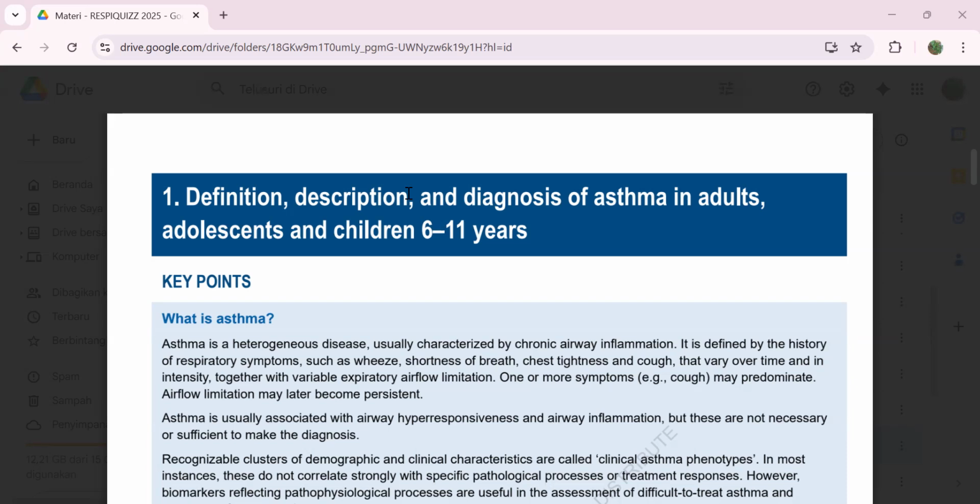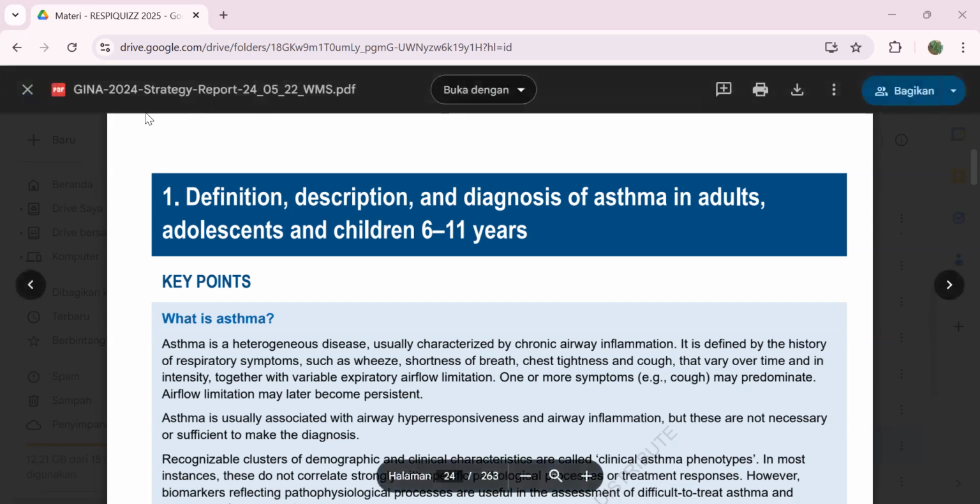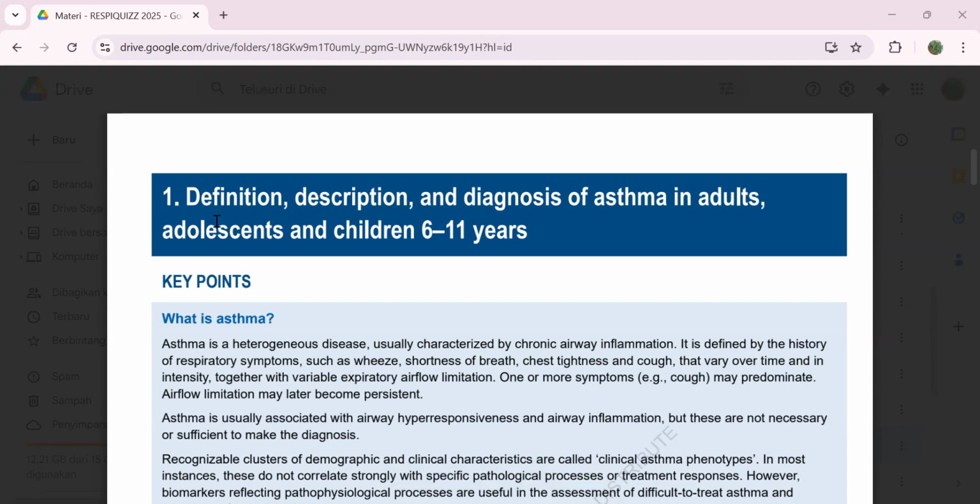Oke, jadi untuk yang pertama ini aku mau baca guideline asma dari GINA 2024. Ini yang paling baru. Chapter 1, Definition, Description, and Diagnosis of Asthma in Adults, Adolescents, and Children 6 to 11 years.